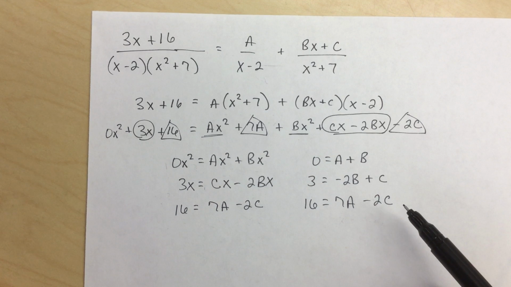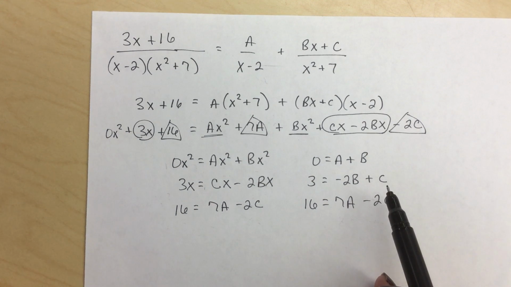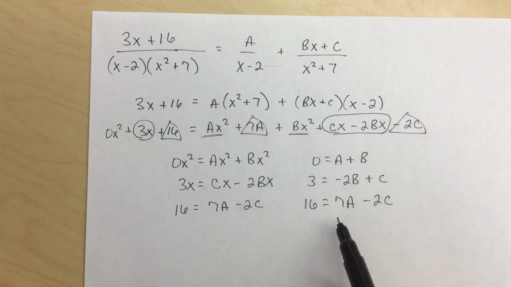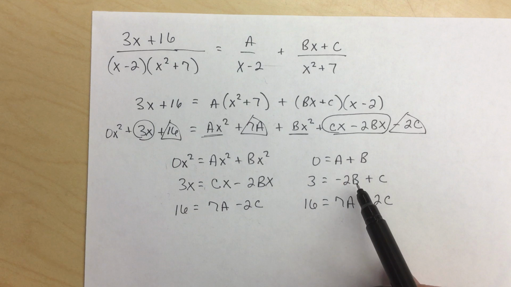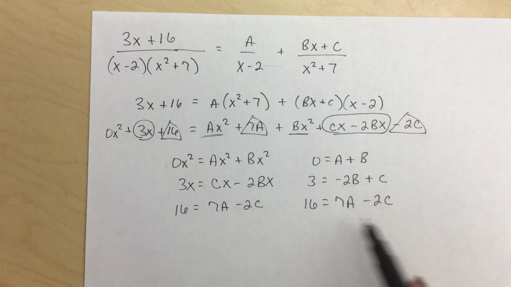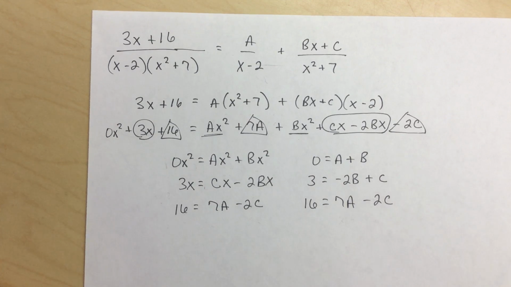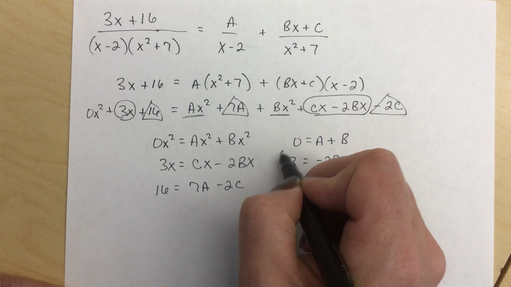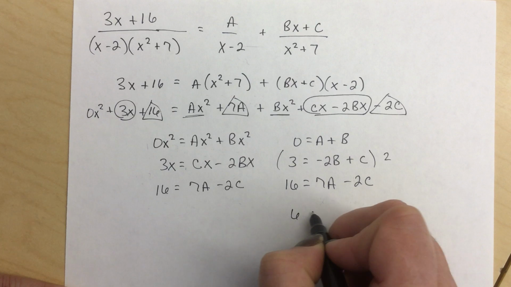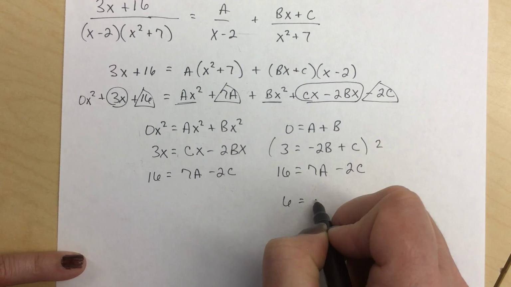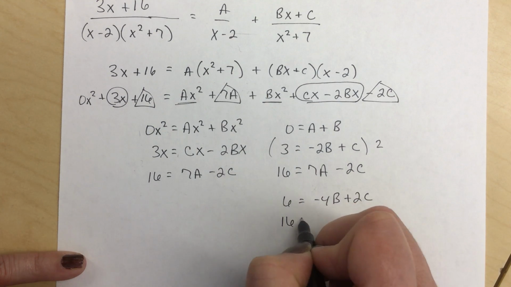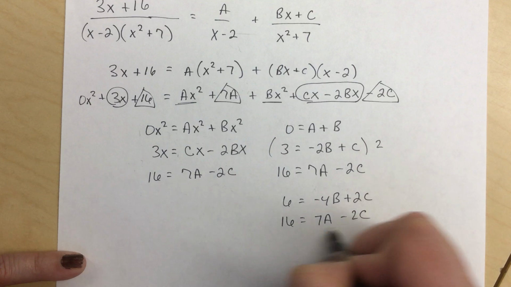Okay, so I would probably get rid of my c's. If I do substitution here, it really doesn't help me because there's c's in this equation. If I replace this b with an a, I still have an a and a c. If I replace this a with a b, I still have a b and a c. I still have two letters. So I'm going to multiply this middle equation by a positive 2. So that will give me 6 equals negative 4b plus 2c, and I'm going to add it to 16 equals 7a minus 2c.